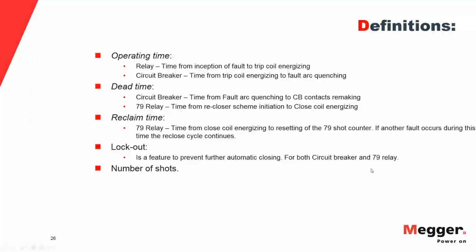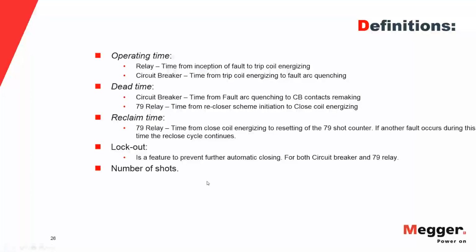Lockout means that there is not going to be any further action from the 79. The 79 is going to remain open, the circuit breaker is going to remain open, and somebody has to come and reset the operation, manually or remotely. Whether manually or remotely depends on the philosophy of the utility that you're working for. In some places, manual operation is required. In some places, remote operation is permitted.